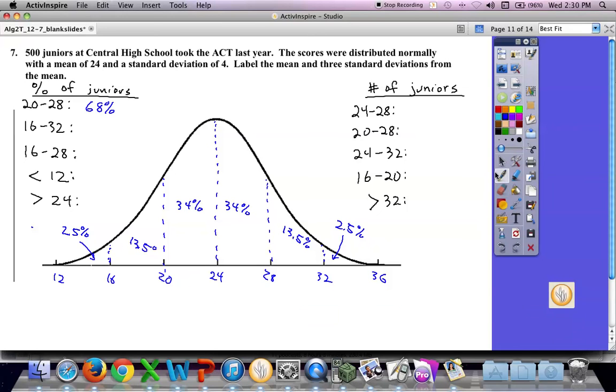Okay, what percent were between 16 and 32? From here to here. Did I do that right? 16 to 32. 95%, right? Okay. Do the next one.